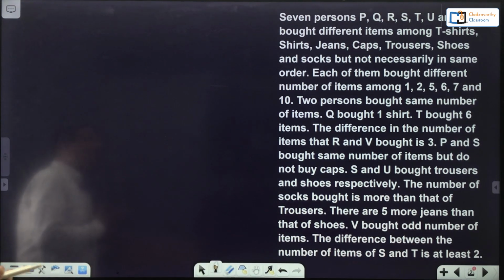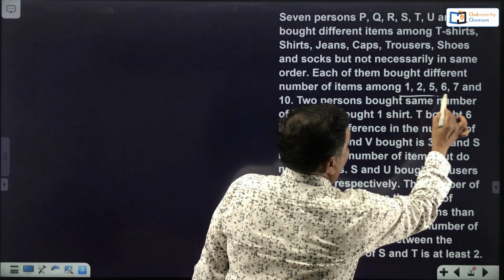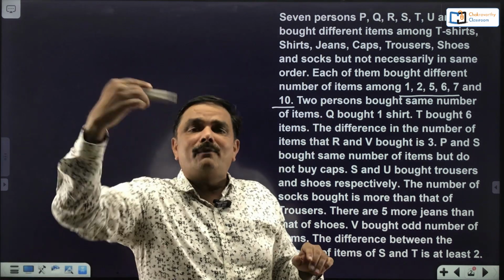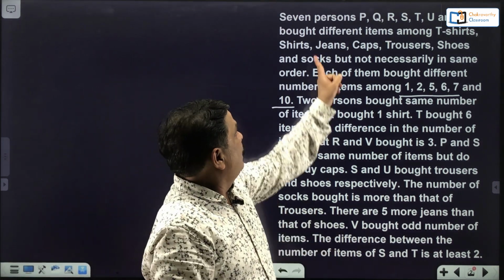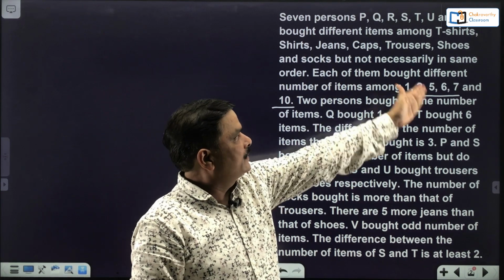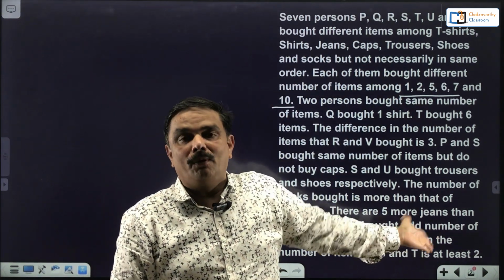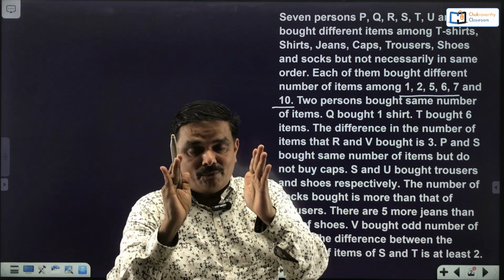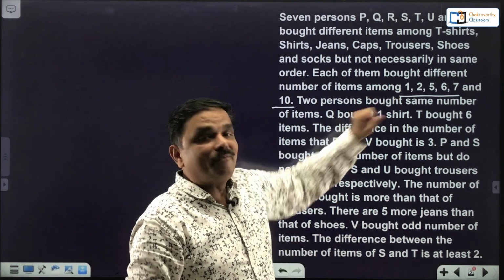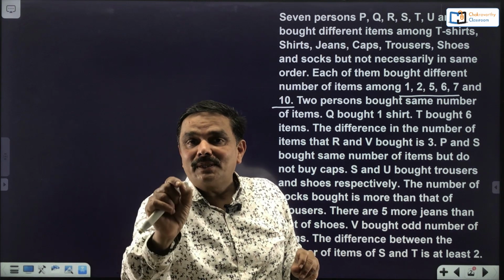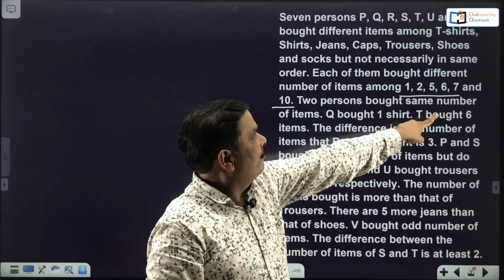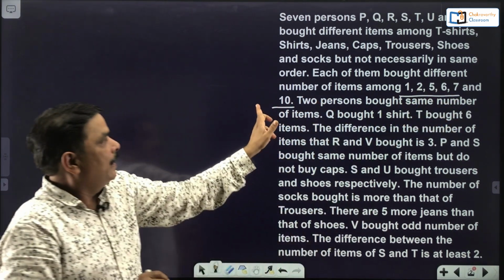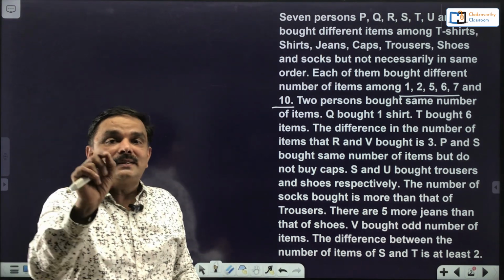Then each of them bought a different number of items among 1, 2, 5, 6, 7 and 10. Very carefully you have to observe different number of items. That means one person may have bought 1 shirt or 2 shirts, 5, 6, 7 or 10, and that is applicable for all the remaining items, but not necessarily in the same order. But one very important piece of information here: number of persons 7, number of items 7, but how many numbers have they given? Only 6. 1, 2, 5, 6, 7 and 10. Only 6 entities are there.